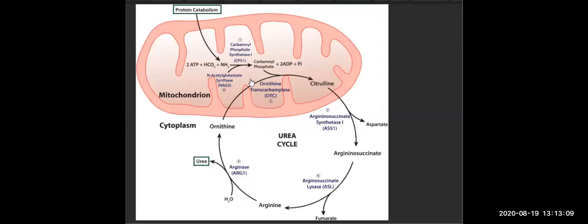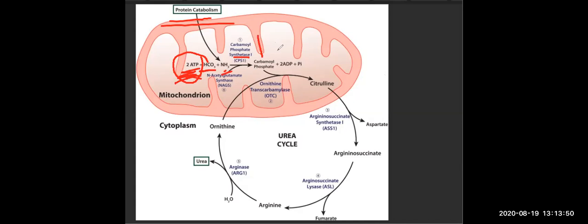Let's see it in this picture. This is your mitochondria and this is your cell cytoplasm, okay? A very good picture. This is your ammonia, which is coming from protein catabolism, and this is bicarbonate. Your ammonia and bicarbonate are joined together. The enzyme is carbamoyl phosphate synthetase 1, CPS1, and it joins two molecules with the help of a high energy compound, that is ATP. The function of synthase and synthetase is exactly the same, okay?